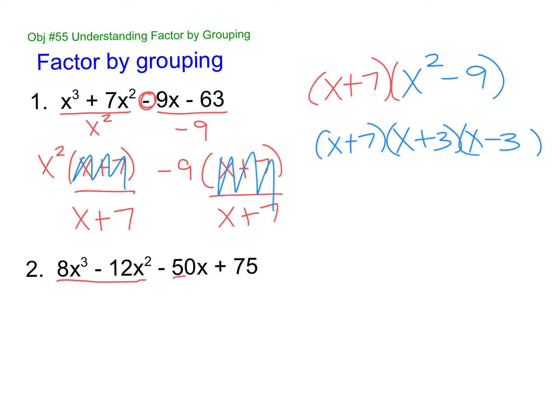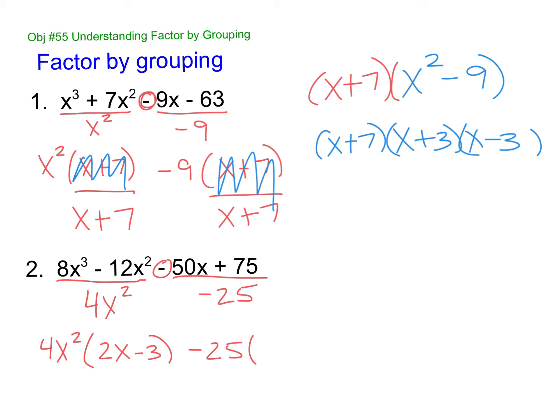This one, a little harder. I would say this is about as hard as I would make it. GCF of the first two is 4x squared. GCF of the second two is negative 25. Remember, it's a negative, so our GCF is negative. What do we get when we divide? 2x minus 3. 2x minus 3. So this did work.